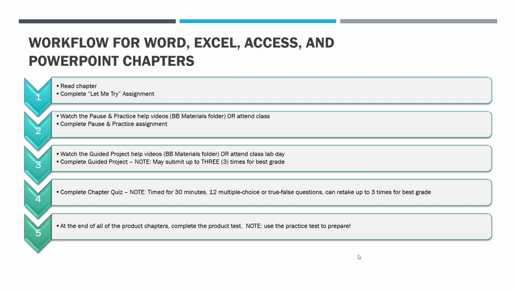And then the last thing would be at the end of the product chapter. So like Word has 4 chapters. So Word 1, 2, 3, 4. At the end of that 4th chapter, there would be a product test on Word. Okay. And so that's the workflow for chapters Word, Excel, Access, and PowerPoint.